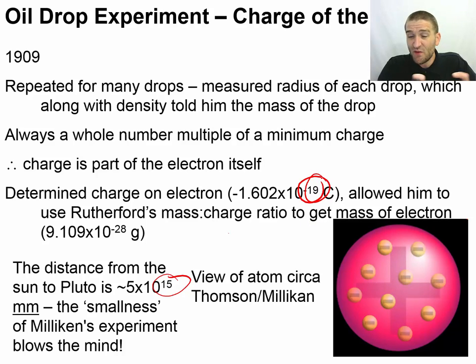Now, this is what the view of the atom is, circa Thomson and Millikan. And we often refer to it as the plum pudding model, where you can see that there's this uniform chunk of positive charge, and inside of it there are these small little chunks of negative, kind of like plums inside of a pudding, or if you'd rather think of it like this, it's like rice pudding or something like that. Either way, you've got a whole bunch of dessert, and inside of it there are tiny little chunks, and those chunks happen to be negative charges.